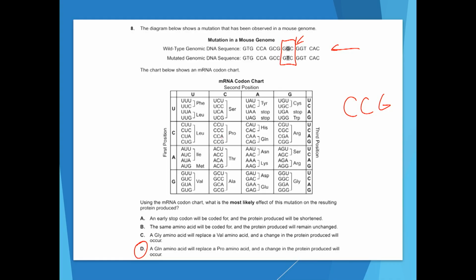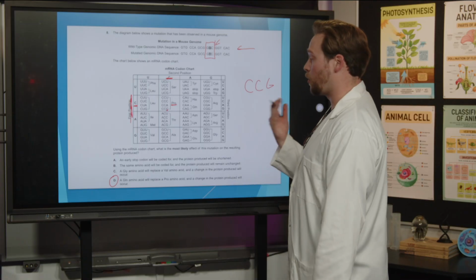The way you read this is you always start on the left. You can see this is our first position. It's a C, and then the second position is a C, and then the last one is a G. Okay, and this is telling us that it's going to make an amino acid called proline.